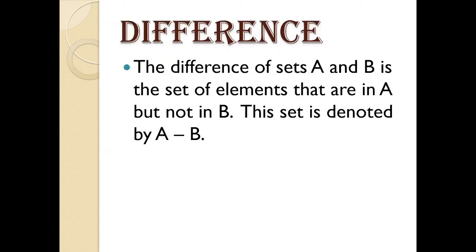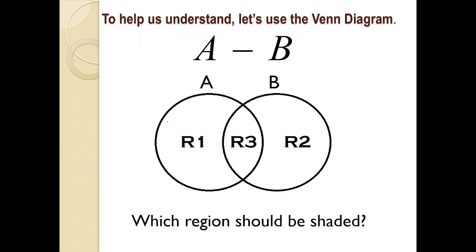Yes, sir. Okay. This time, let's have difference. The difference of sets A and B is the set of elements that are in A but not in B. That's A minus B. Meaning, our focus is A. From A, I remove B. So, my answer should be found in A. Let's have an example. Sir, if I'm going to be shading A minus B, where should I shade? Is it region 1, region 2, or region 3?